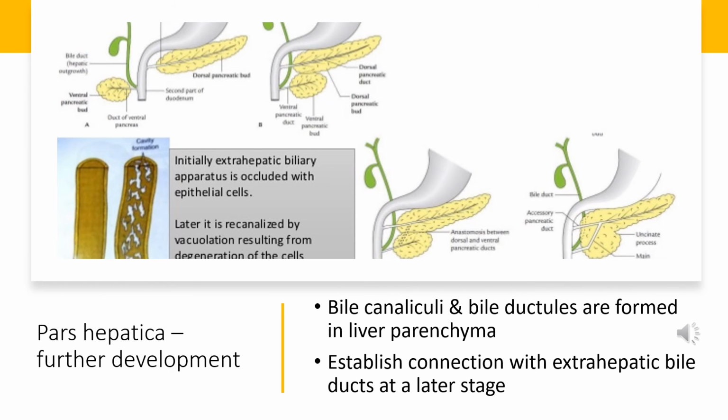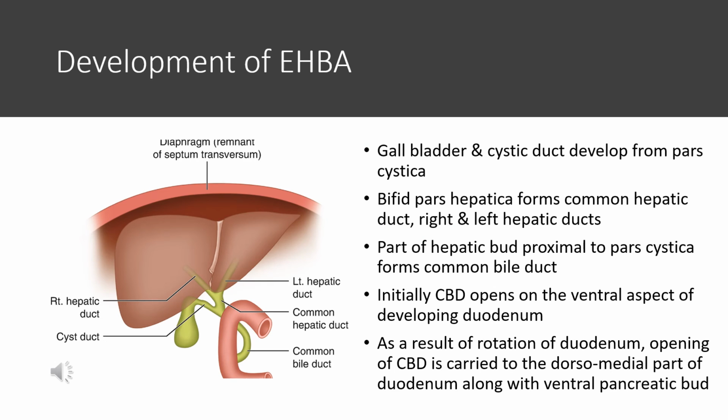The bile canaliculi and the bile ductules inside the liver are formed in the liver parenchyma, and these establish connections with the extrahepatic biliary ducts at a later stage of development. Now we will study about the development of the extrahepatic biliary apparatus.